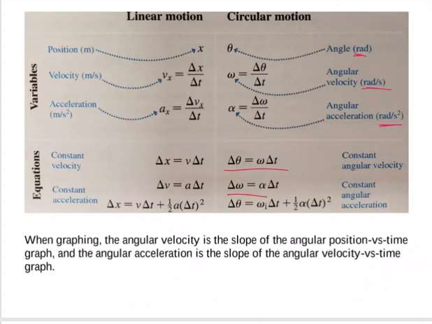All right. So when we're graphing, the angular velocity is the slope of the angular position versus time graph, and the angular acceleration is the slope of the angular velocity versus time graph. Exactly what we learned first semester when we were dealing with the slope of the position versus time graph and the slope of the velocity versus time graph. All right, so enough of that.